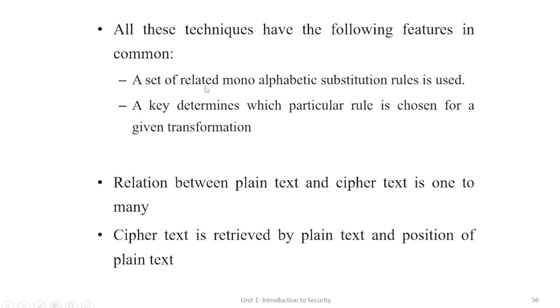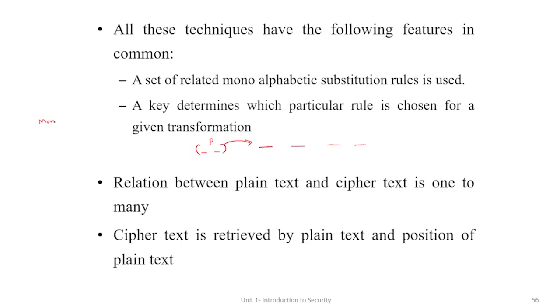That means a set of related monoalphabetic substitution rules are used in all polyalphabetic substitution techniques. And a key determines which particular rule should be chosen for both encryption and decryption. So in a polyalphabetic cipher, if a pair contains 2 letters, for a single plain text there may be the possibility of many ciphertexts.